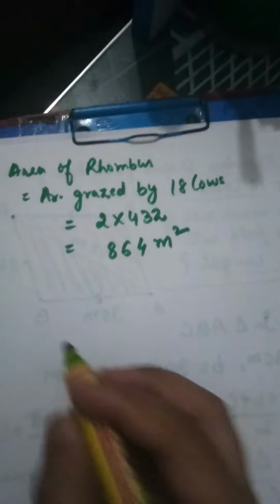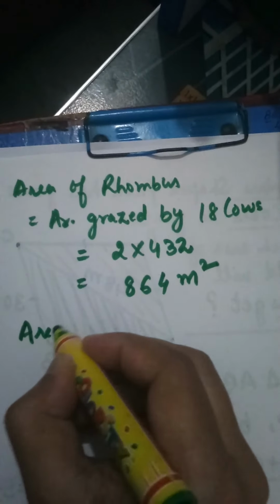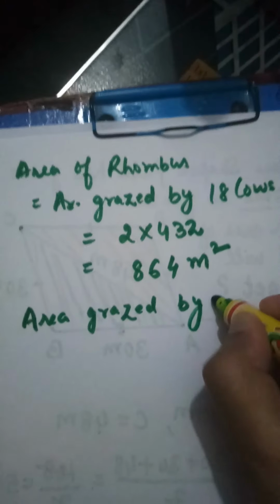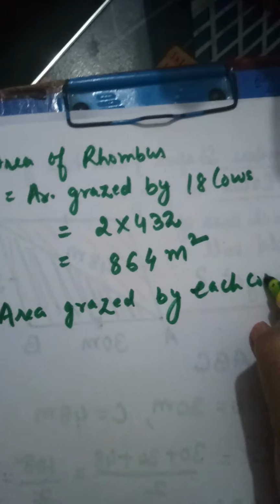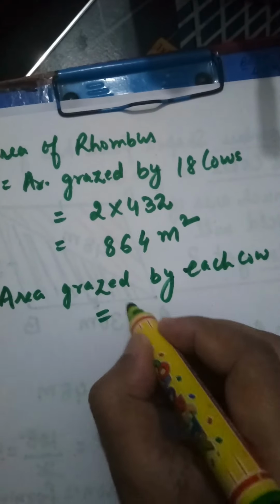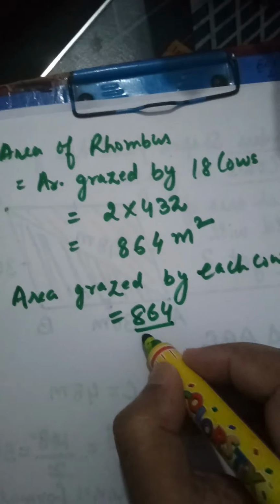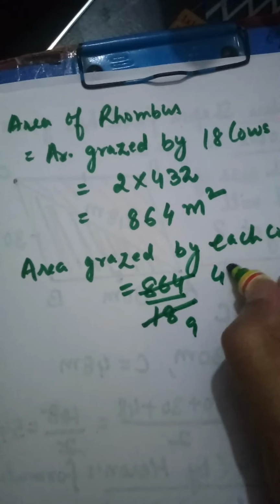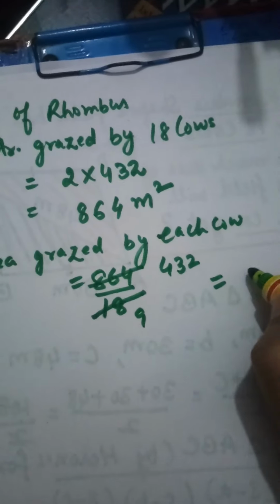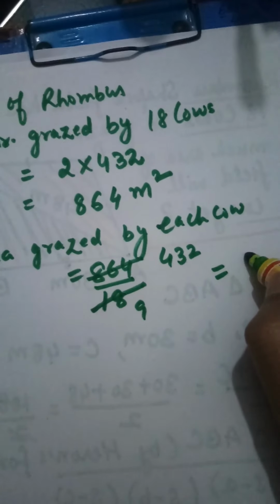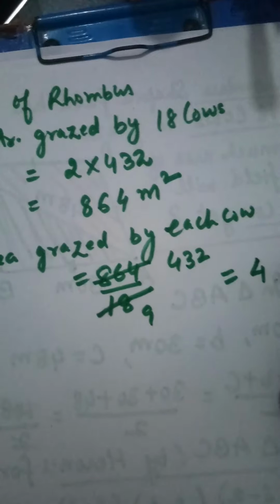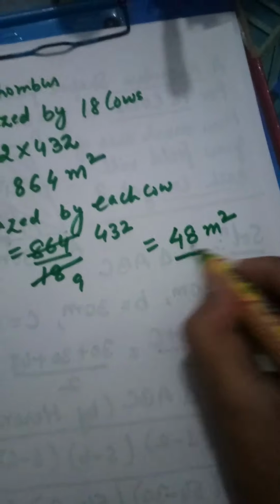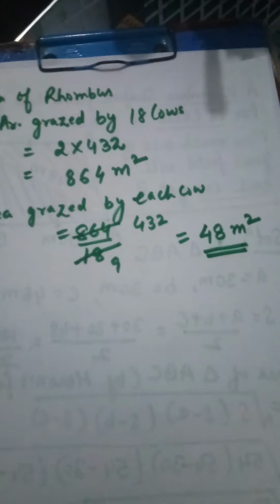That means 18 cows. Can you tell me what will be the area grazed by one cow? Each cow, or one cow, is equal to 864 upon 18. And if you do the cutting, 2 9s are 18, again it is 432. And if you do the cutting again, it will be 9 4s are 36, 9 8s are 72. So 48 meter square is the area grazed by each cow.